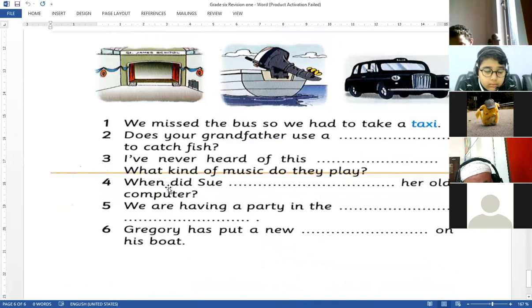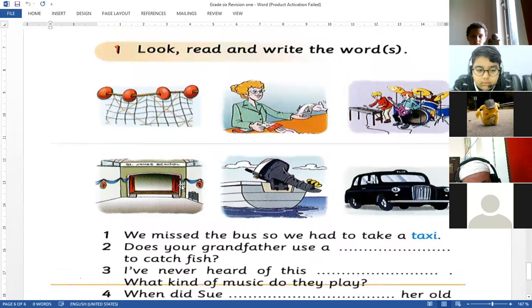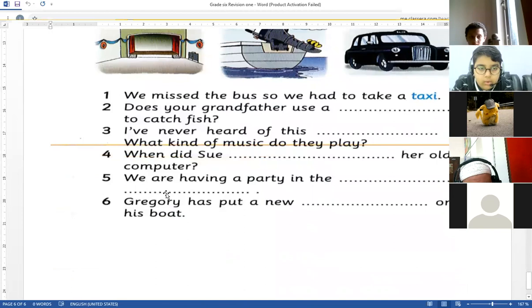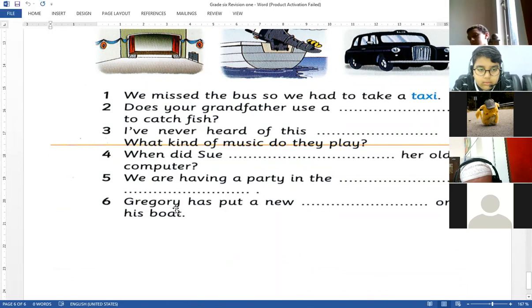Okay, number five. We are having a party in the band. We are having a party in the, I mean the place, here, the place. What do we call this place? The school hall. How do you write hall, Muhammad Salim? H-A-double-L. You will find this in the reading passage, my dear students. Okay? Number six, Muhammad Salim. Gregory has put a new what on his boat? A new motor. Okay, Tamim, do you have a question?